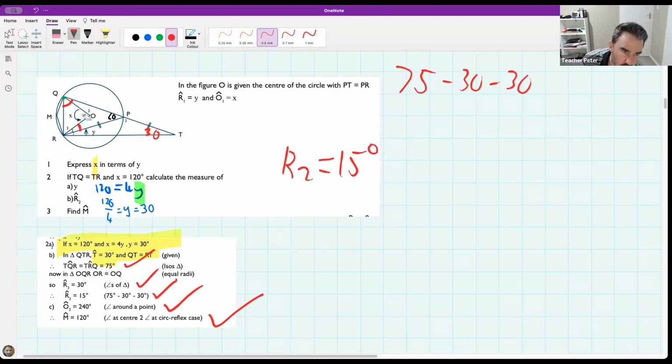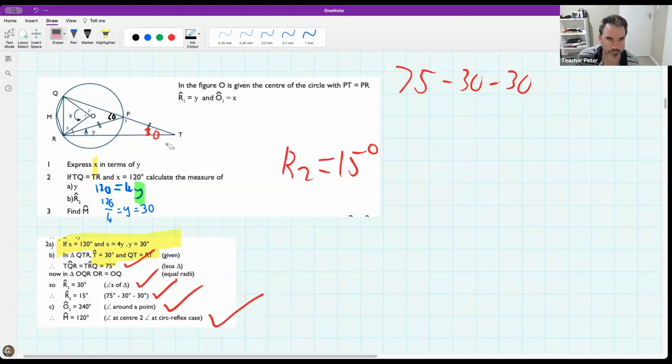Because if that was 120, this would be 240. And so the angle at the center is going to be twice the angle at the circumference. So that one over there is 120. All right, I think I probably spent enough time on that one. That was quite a tricky one, but I hope that gives you a sense of some of the detail that we can get into.